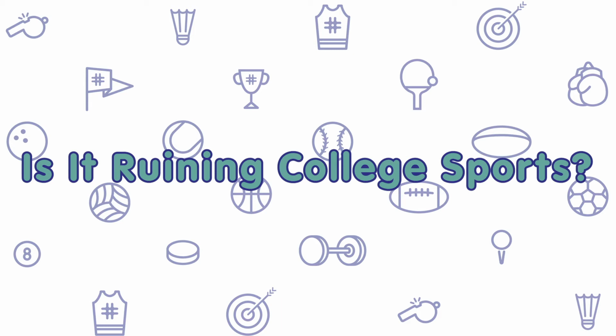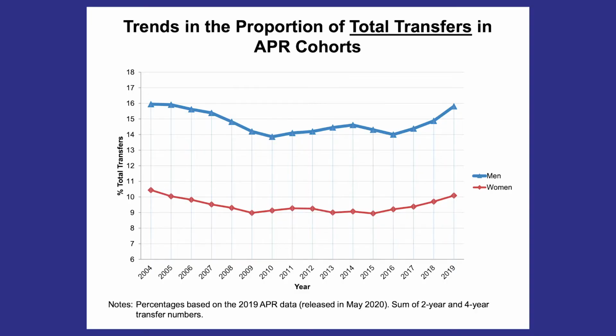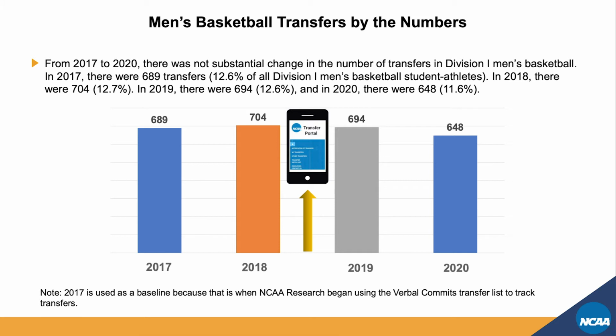The short answer is no. More people just happen to be talking about transferring and the transfer portal because it is so common, and now more student athletes feel like they can choose and determine their careers with the transfer portal. But when you look at graphics just like this, you can see that yes, transfers have increased in Division I sports, but it was all before the transfer portal, which was created in 2018.